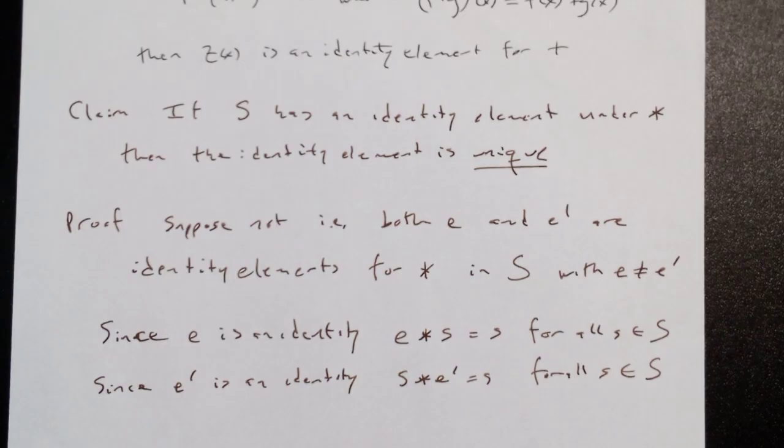Now, I was a little sneaky here. In that first line, I wrote E star S. And then the second line, I wrote S star E prime. I picked one for each of them, even though both are true, right? It could be E star S or S star E, but I picked the E on the left. In the second line, I picked the identity to be on the right rather than the left. I just chose that. So here is the $64,000 question.